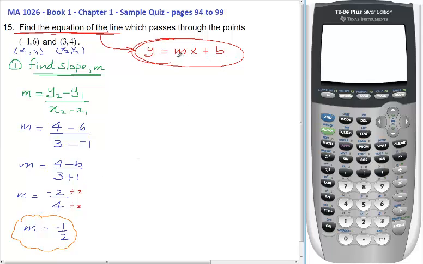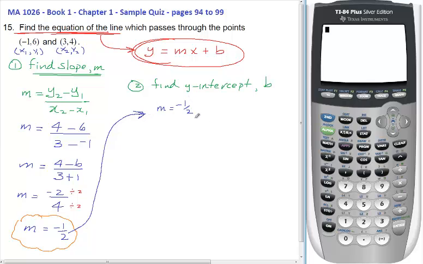Now we have our m value. Now we need to find our b value, and then we write our equation. So step 2 is going to be find the y-intercept, which is called in this case b. Now how do we do that? Well, we use our slope. We use the slope we found in step 1. So we're going to use m equals negative 1/2.